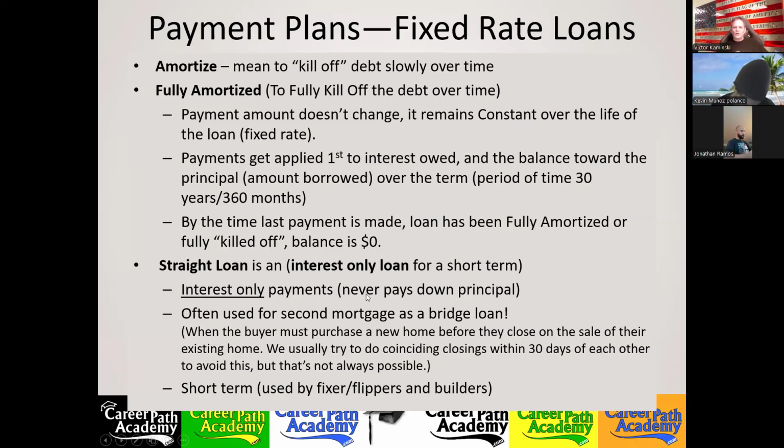We also have straight loans that are used by builders or investors who fix and flip homes. Those loans are meant to be temporary, just until they finish the house, and then they'll turn around and sell it and pay off the amount they borrowed in full. But until that happens, they're going to have to make mortgage payments. So they're going to make the smallest payment possible until they sell it. And they could do that by paying interest only with an interest only loan, which is known as a straight loan.